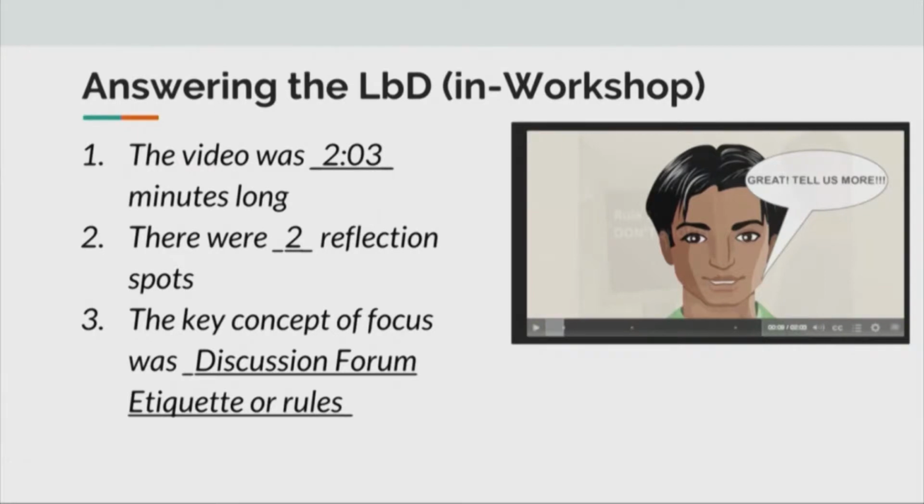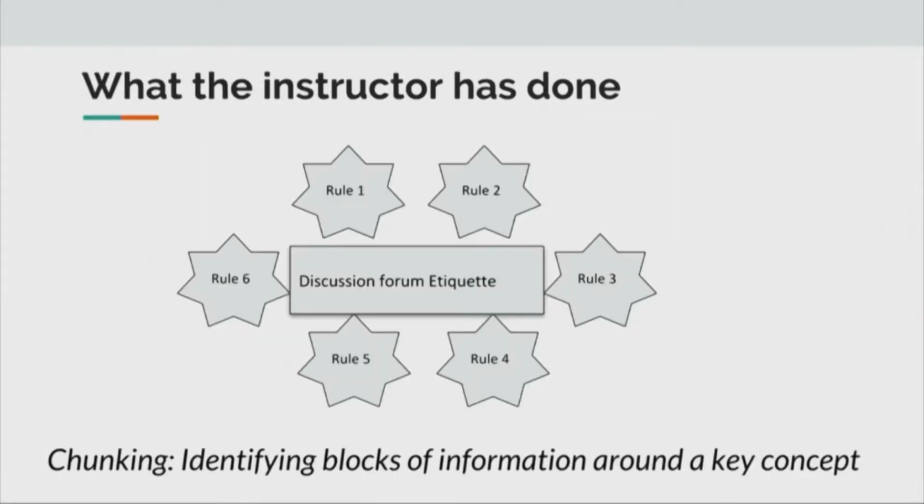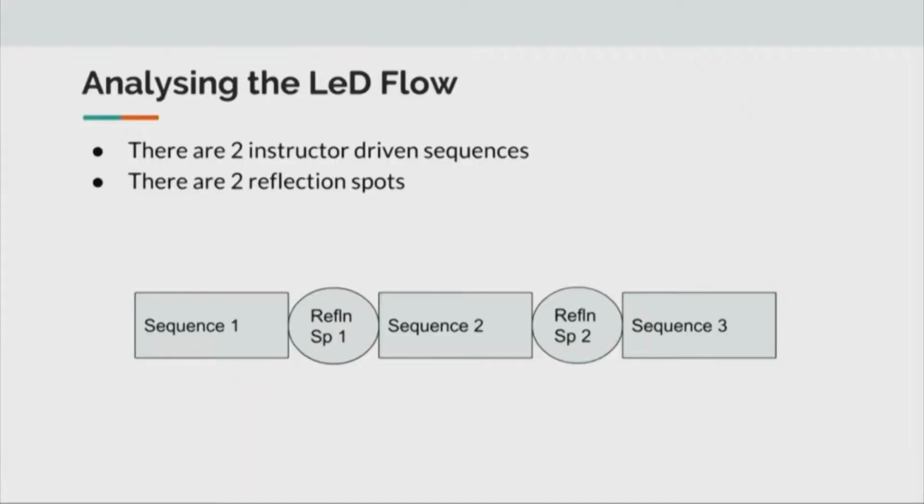This is a learning by doing activity that you just did in the workshop. But let us look at what the instructor has done. There is a core focus point called discussion forum etiquette, and there are 6 rules around it. Identifying blocks of information around a key concept, that is what the instructor has very nicely done. And if you look at how the learning dialogue went, there was a sequence, a reflection spot, another sequence, another reflection spot, and finally a third sequence of telling.